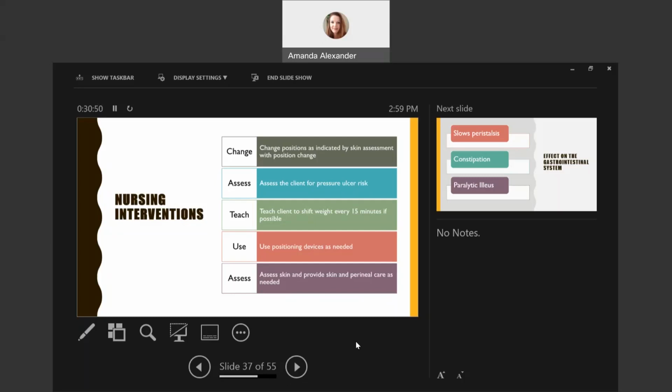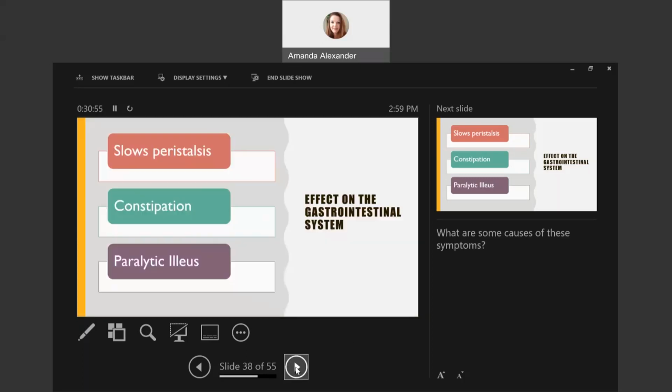Assess skin and provide skin protection in the perineal area when needed.